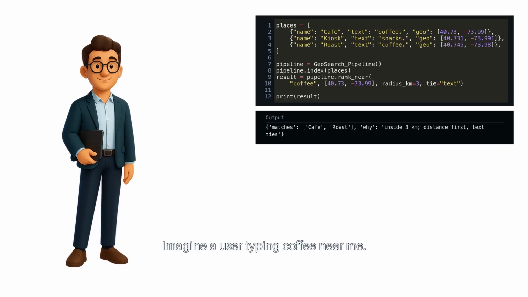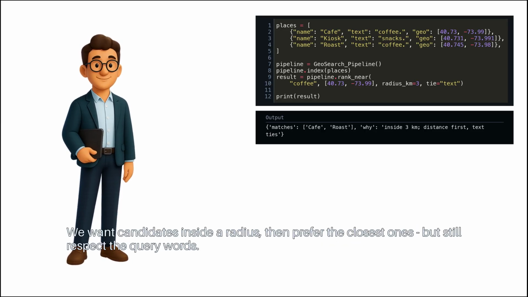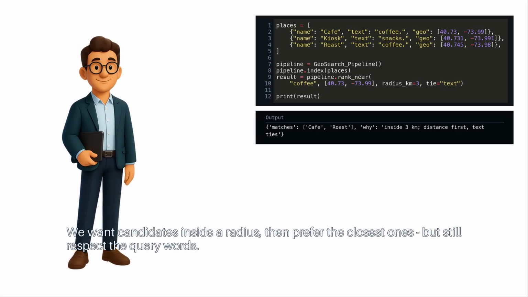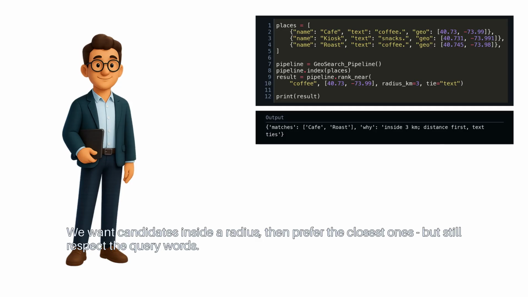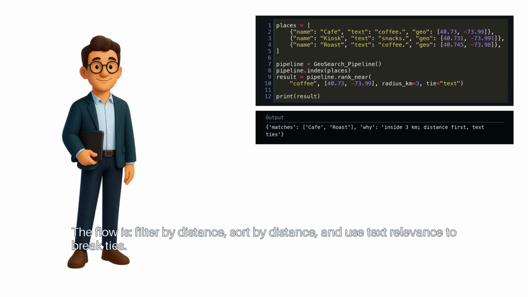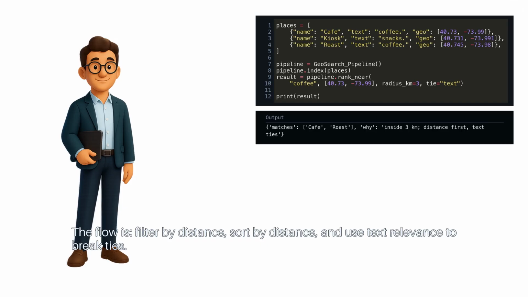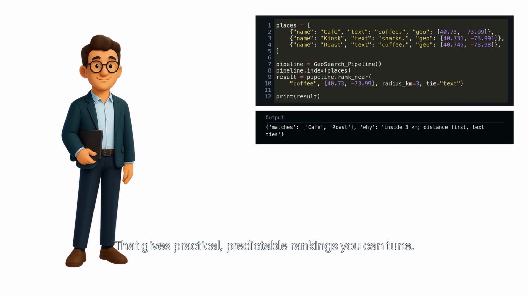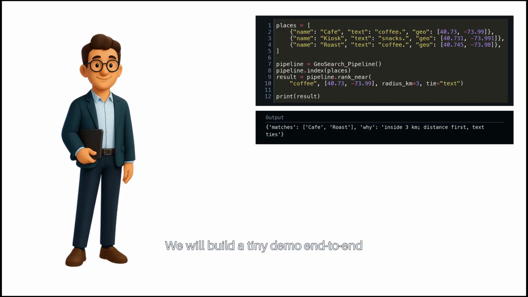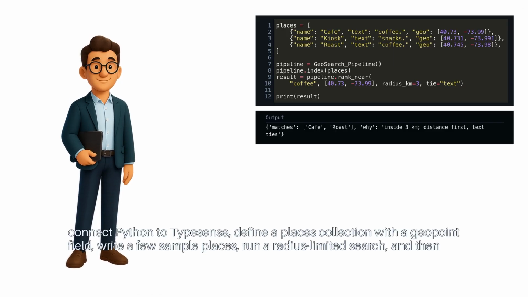Imagine a user typing coffee near me. We want candidates inside a radius, then prefer the closest ones, but still respect the query words. The flow is filter by distance, sort by distance, and use text relevance to break ties. That gives practical, predictable rankings you can tune. We will build a tiny demo end-to-end.